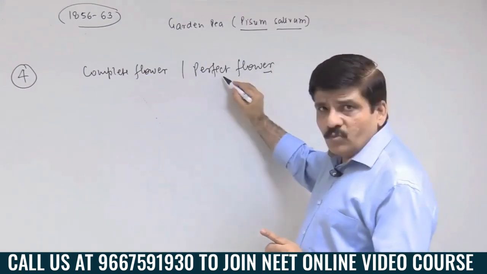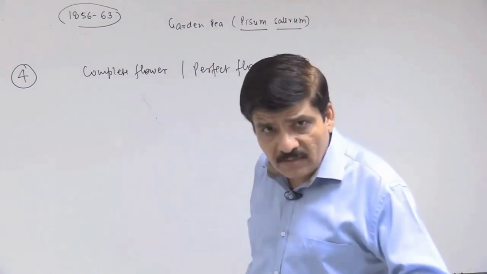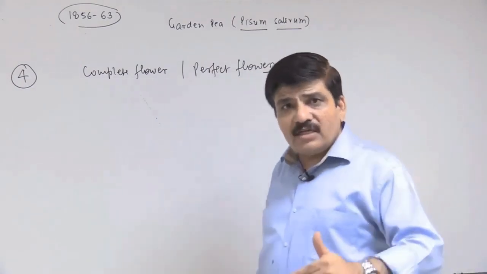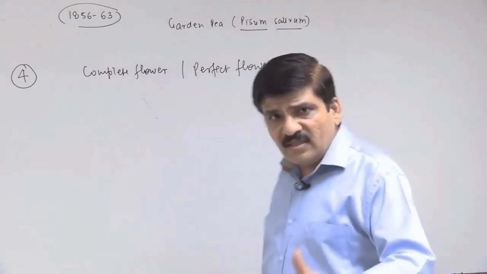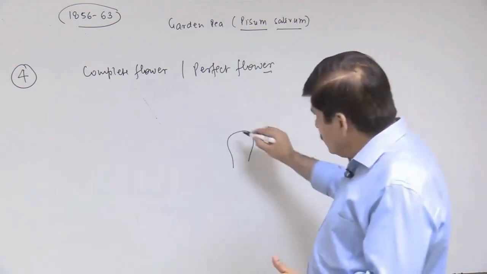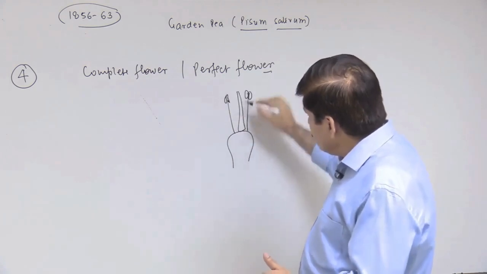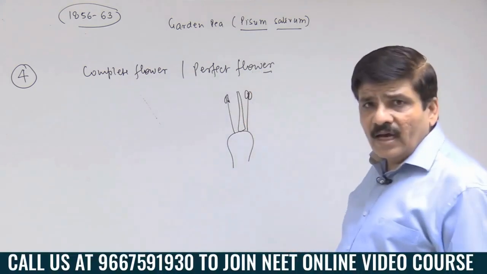A perfect flower is one which is bisexual. That means it has both androecium and gynoecium. That means it has both male sex organs as well as female sex organs. So we are looking at a flower which has both androecium as well as gynoecium. So this type of flower is a perfect flower.